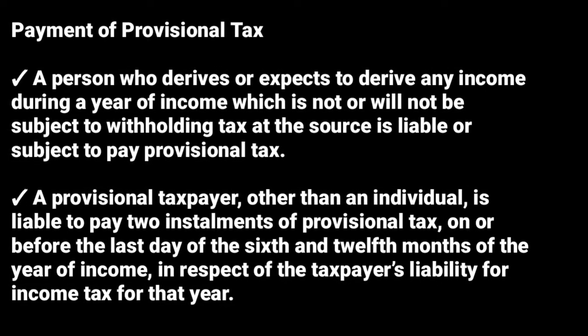Let's look at the payment of provisional tax, because we said after filing provisional returns, one is required to pay provisional tax. So payment of provisional tax: a person who derives or expects to derive any income during a year of income, which is or will not be subject to withholding tax at the source, is liable to pay provisional tax. We should note in this statement that tax at the source is what we call withholding tax.